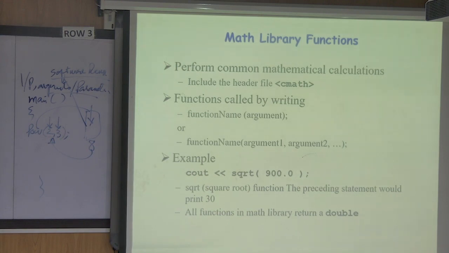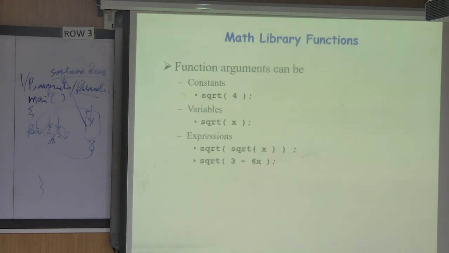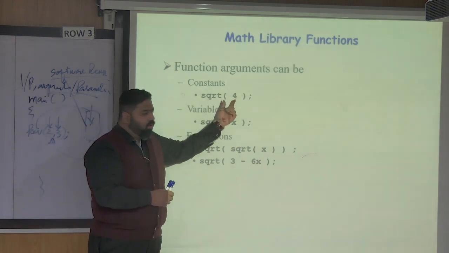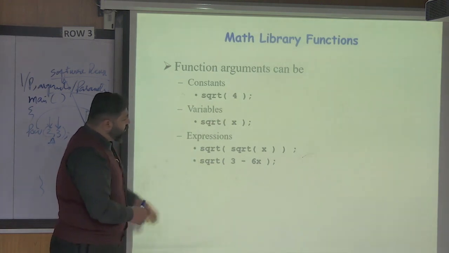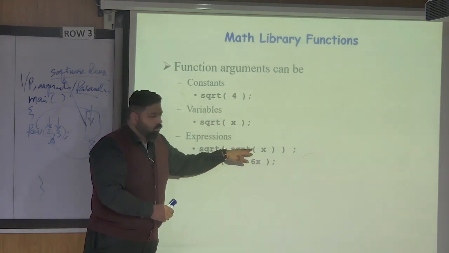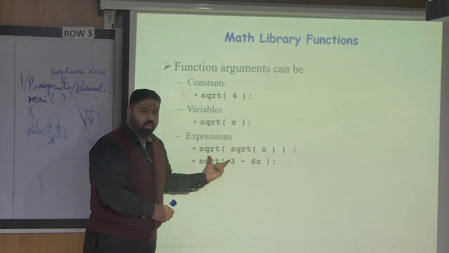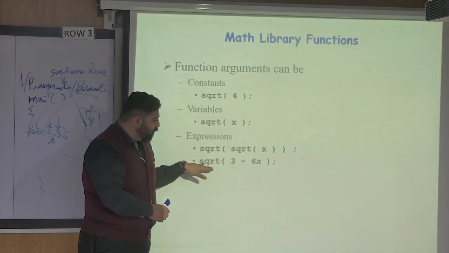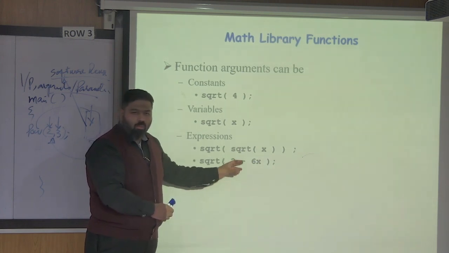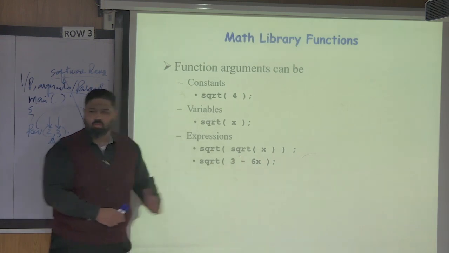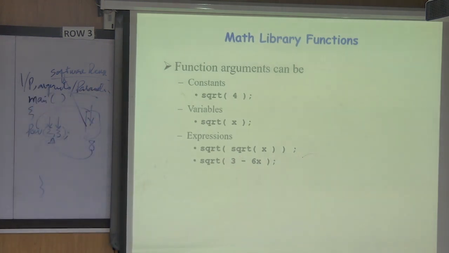So while writing maths library functions, all these are legitimate. You can follow any of these writings. You can have a constant, you can have a variable. Whatever the value, it gets computed. You can have a nesting of calls: the square root of the value of x, and whatever the answer is, again its square. Then comes the final answer. You can even have an expression, like 3 minus 6x. Whatever it computes to, compute the square root of that.